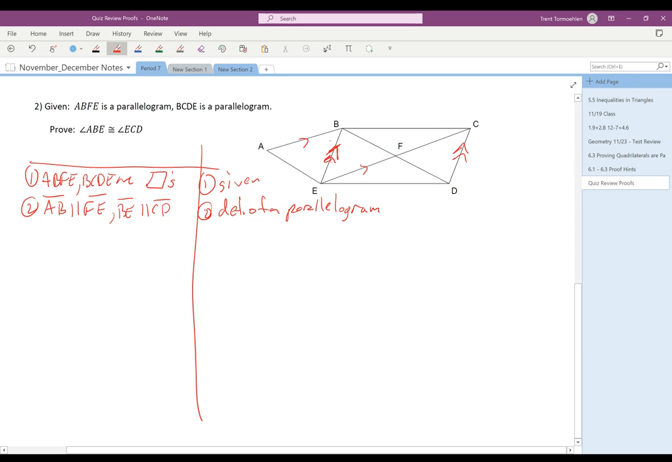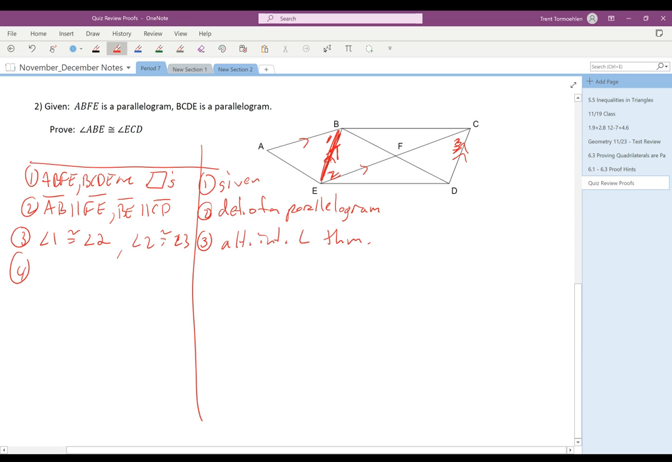Now, the reason that's good is because we've got some transversals. BE turns out to be a transversal of AB and EF, and so we can say that angle 1 is congruent to angle 2. And then we also know that angle 2 is going to be congruent to angle 3 because EC is a transversal of BE and CD, and so we can say that angle 2 is congruent to angle 3. And that's just by the alternate interior angle theorem.